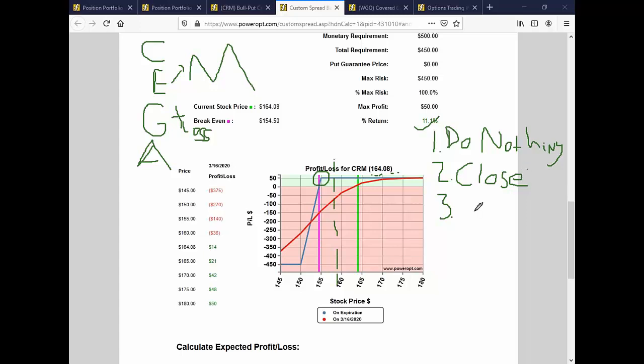All right, number 3. Close the position and roll down. Roll down the whole spread as you would with the covered call. So here's your existing bull put, and you go further out in time to lower strikes, which is probably going to lower your max return, but now you've got a safer cushion. Okay, close and roll down.